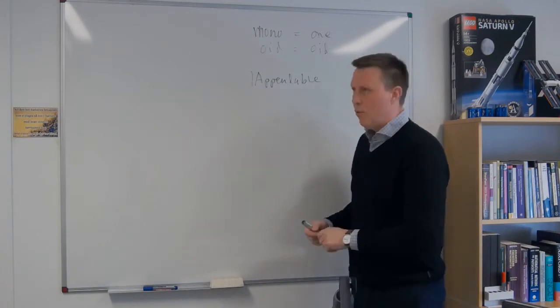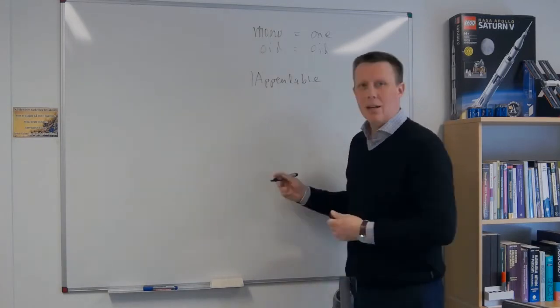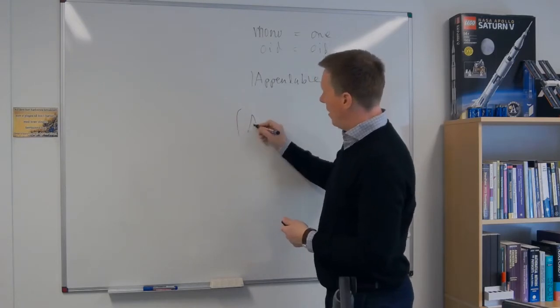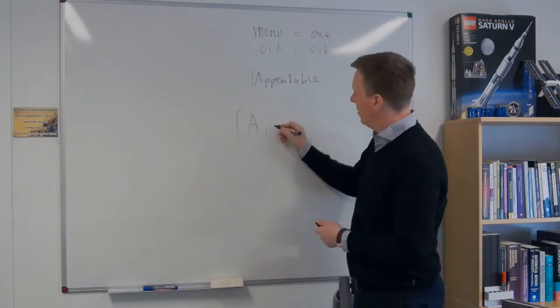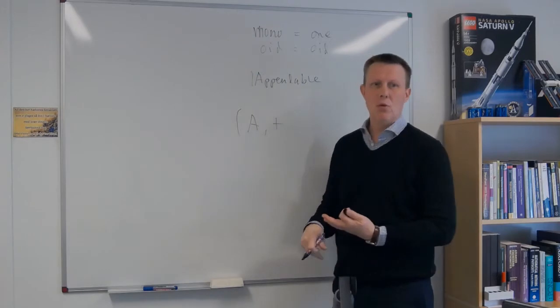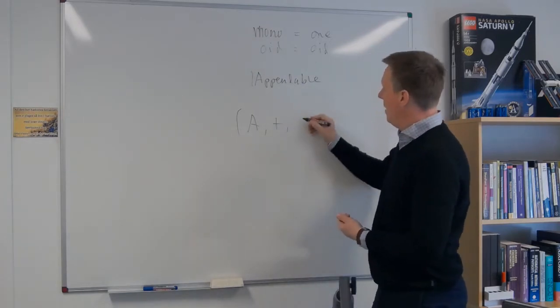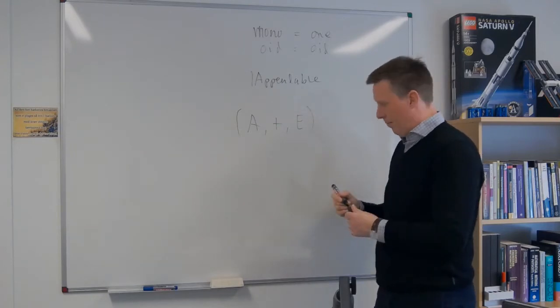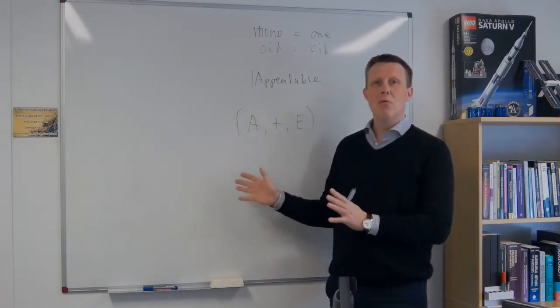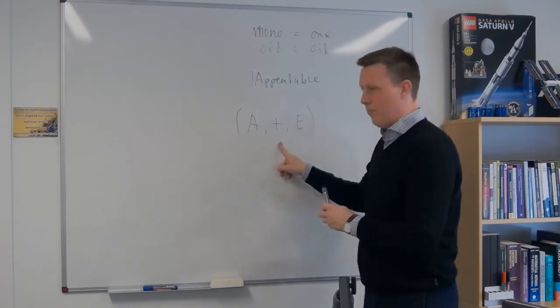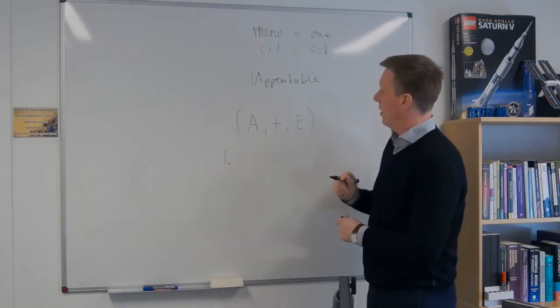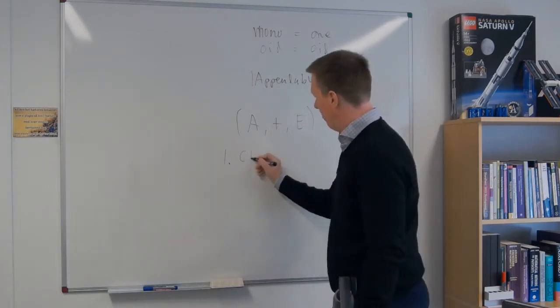And strictly speaking, mathematically, these are algebraic structures which consist of a set, some combination operator, which I will just call plus, and an identity element, a neutral element, which I will call E. And then we have some rules for these things. So the rule number one is closure.